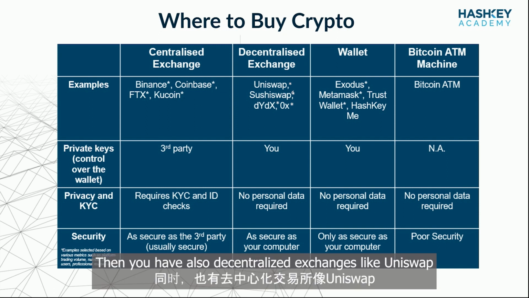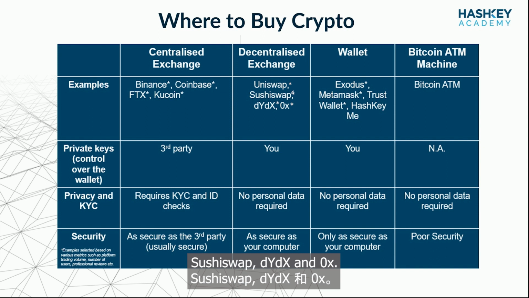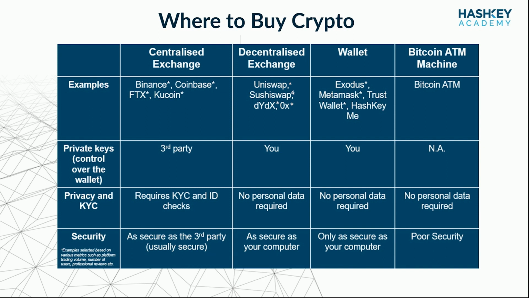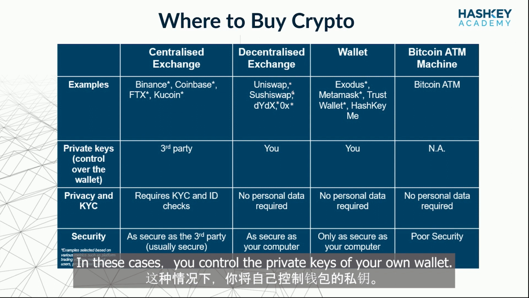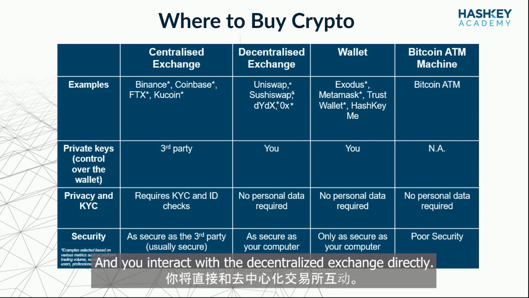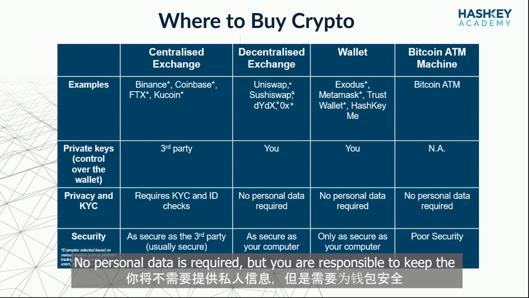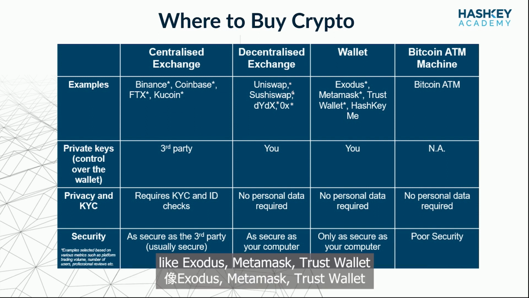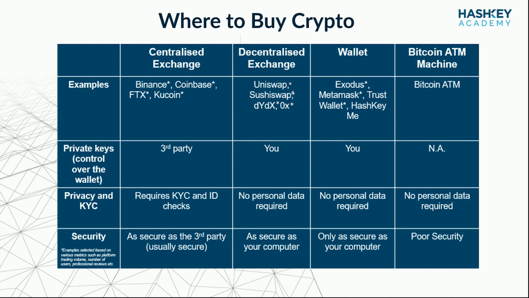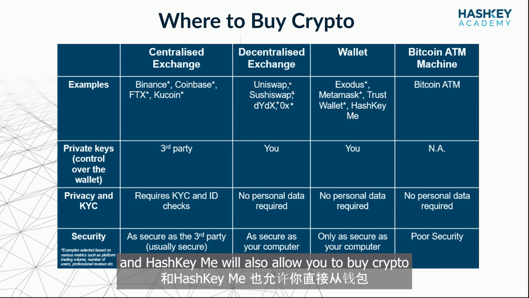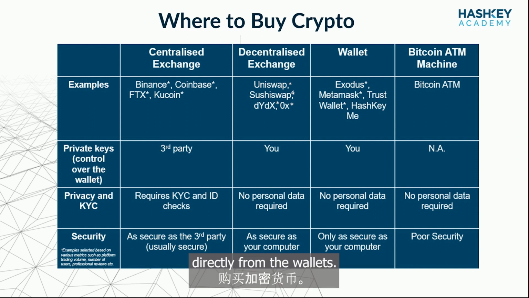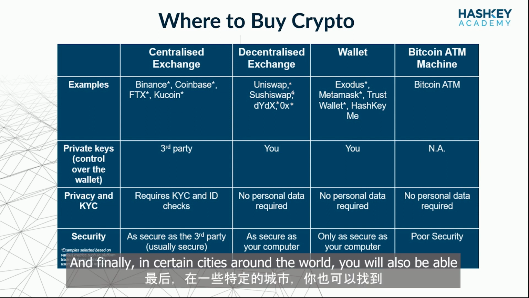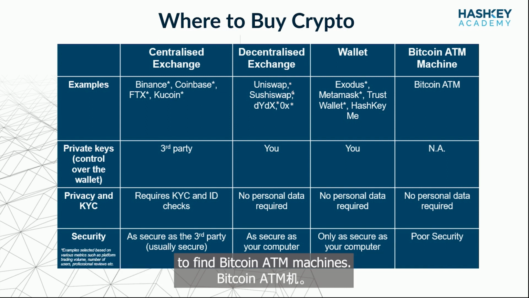Then you have also decentralized exchanges like Uniswap, SushiSwap, dYdX, and 0x. In these cases, you control the private keys of your own wallet and you interact with the decentralized exchange directly. No personal data is required, but you are responsible for keeping your wallet secure. Some wallets, like Exodus, MetaMask, Trust Wallet, and HashKey will also allow you to buy crypto directly from the wallet. And finally, in certain cities around the world, you will also be able to find Bitcoin ATM machines.